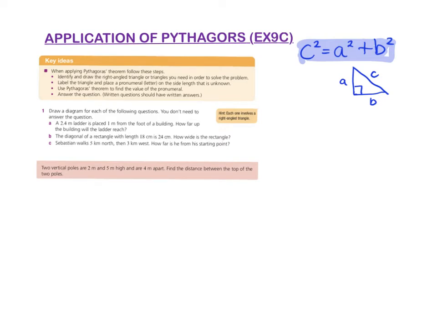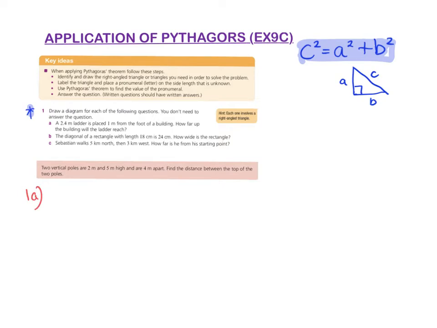So draw a diagram, we're going to do these little examples here. It says, draw a diagram for each of the following questions. You don't need to answer the question. They just want us to set up the diagram. So here I'm going to do 1A down here.